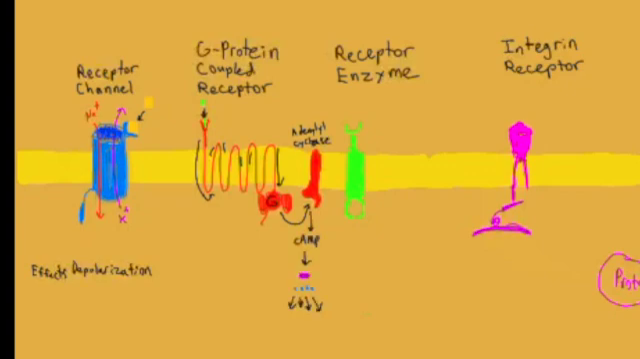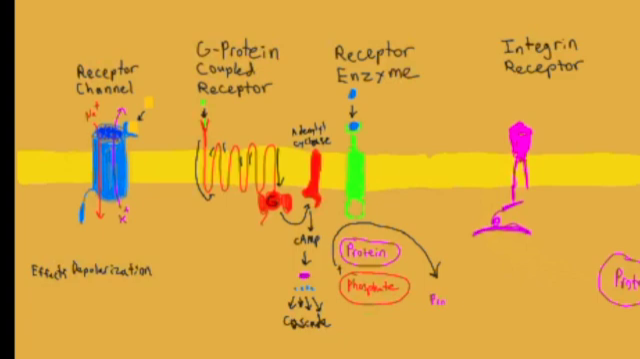Receptor enzymes are receptors that are bound to enzymes that function inside of the cell. An example of this is protein kinases, which add phosphates to proteins to alter their function, whether to inhibit or activate. Integrin receptors are membrane-spanning proteins that are attached to the cytoskeleton of the cell through anchor proteins. Integrin receptors respond to ligands or extracellular matrix proteins, which then alter enzyme activity or the cytoskeleton.